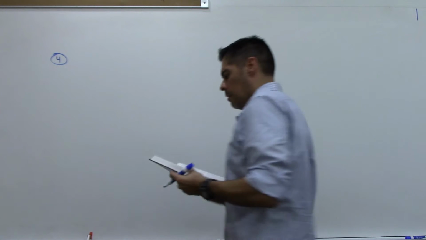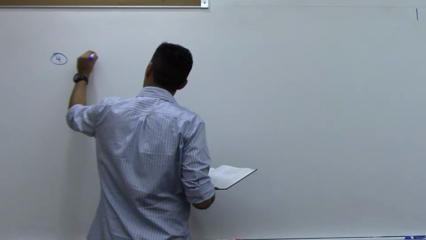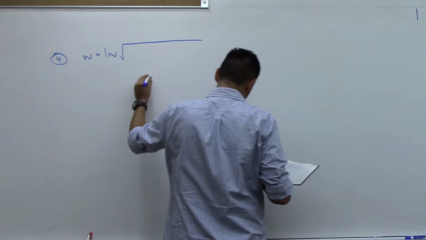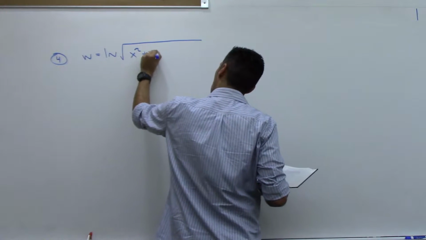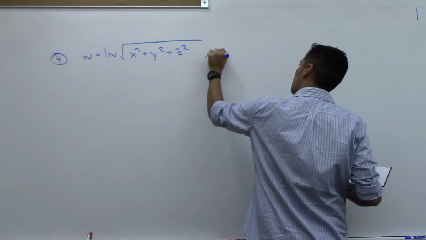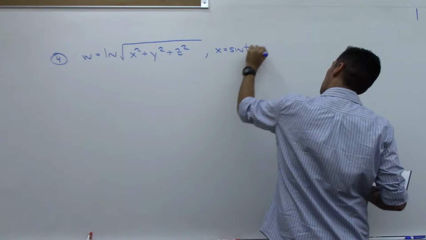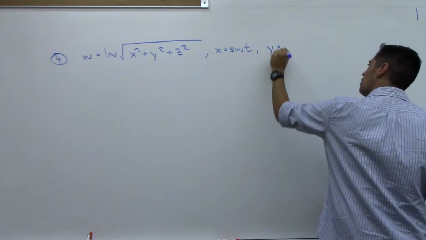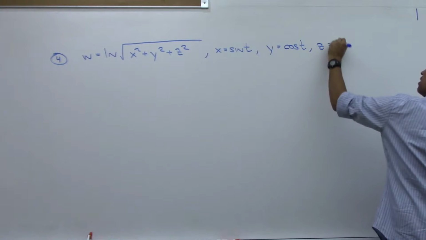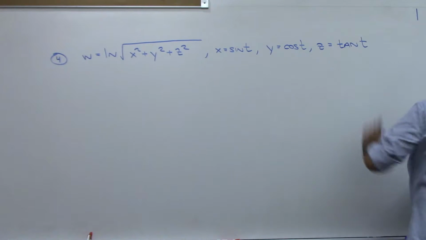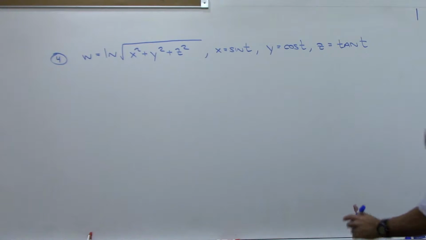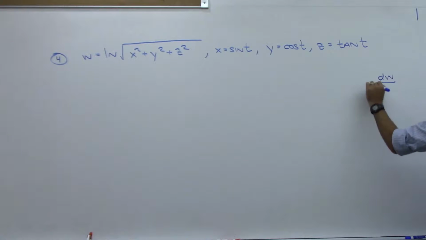So for 4, w equals natural log the square root of x squared plus y squared plus z squared. x is sine t, y is cosine t, z is tangent t. So of my options, it's most likely this is going to be find dw dt.